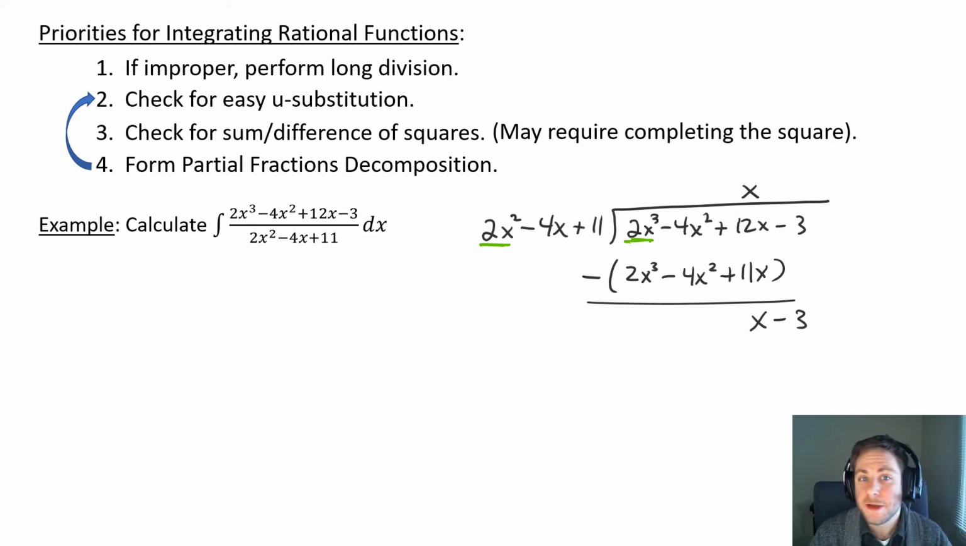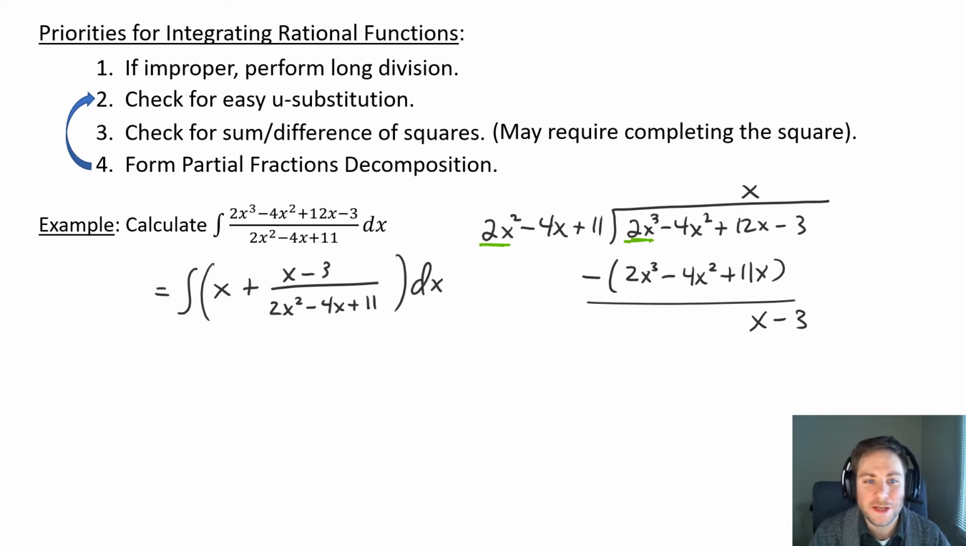And since x minus 3 is of a smaller degree than the divisor, we can stop dividing here and interpret these results. We see that the fraction we've been given is equal to x plus the remainder, which still hasn't been divided, so that remainder remains over top of this denominator.